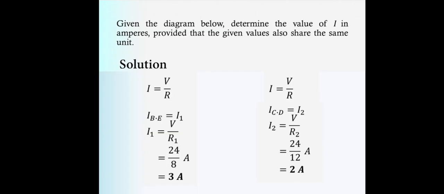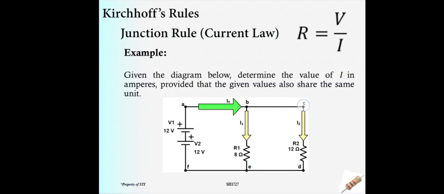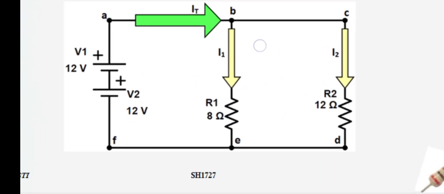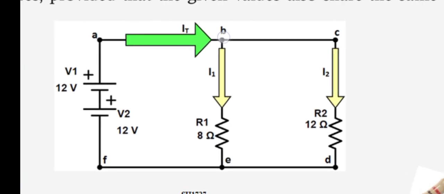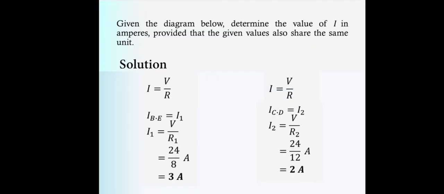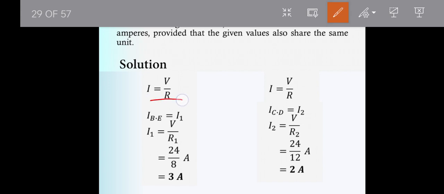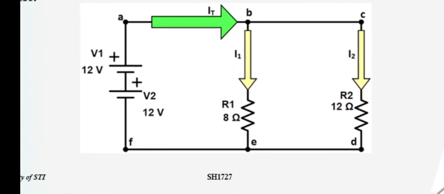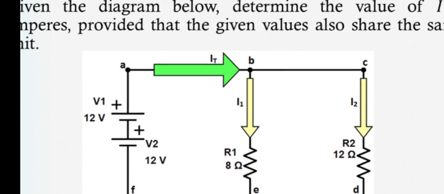So, paano ba yan? So, given the diagram below, determine the value of I in amperes provided that the given values also share the same unit. So, for the current, okay, going from here, itong point B to E natin, point B to E, we have the formula na I is equal to V over R. And I, yung current from B to E, equivalent din siya sa first current natin, no? Yung nandito sa diagram natin. Ito, oh. Equal lang yan siya dito. Itong yellow na arrow na ito, going from B to E.